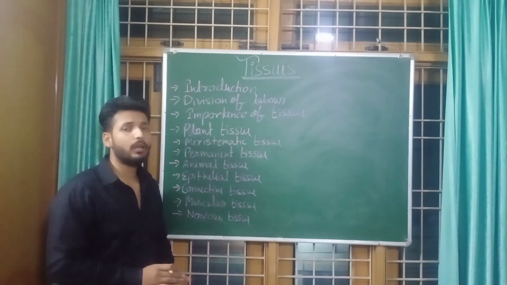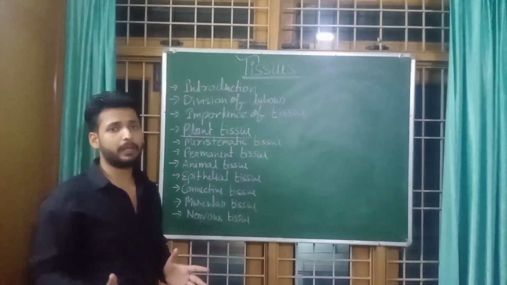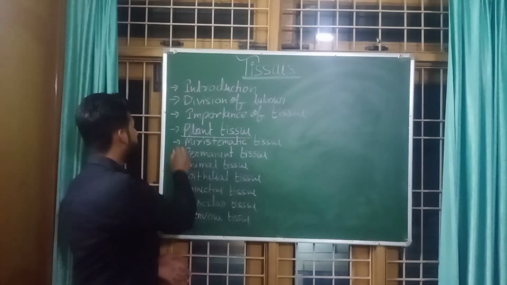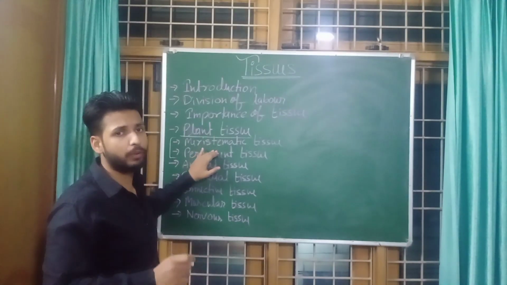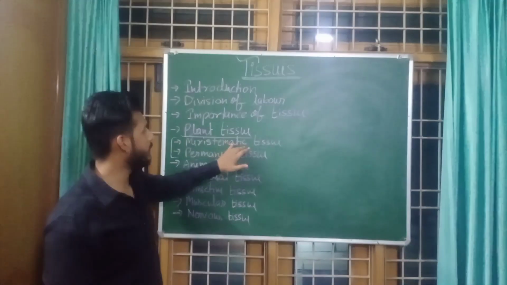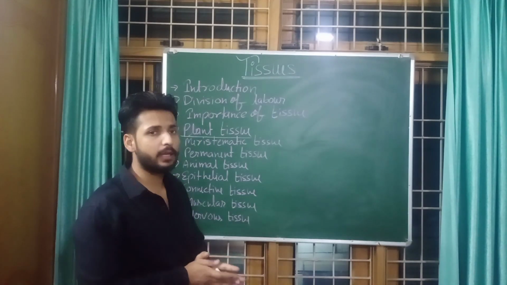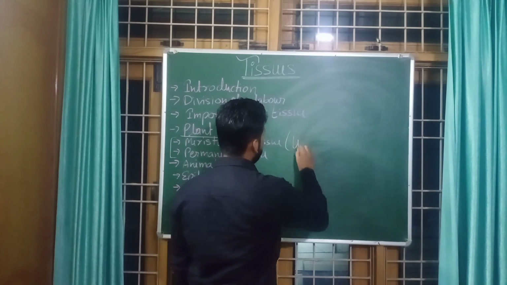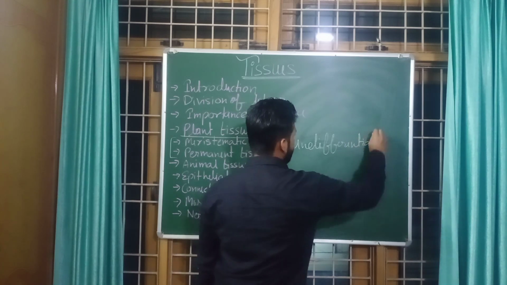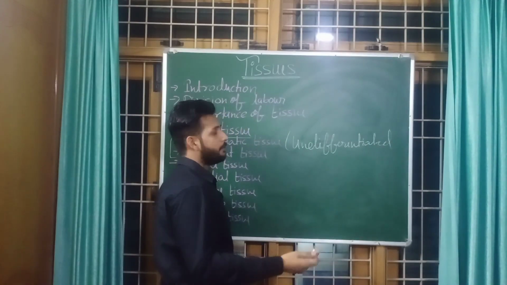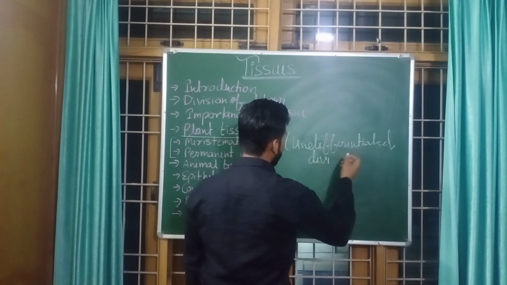Next is plant tissues. We are going to study the tissues which are present in plants and their types. Basically we can categorize plant tissue into two types. First is meristematic tissue and second is permanent tissue. In meristematic tissue, undifferentiated cells are present, and these are dividing throughout their life.